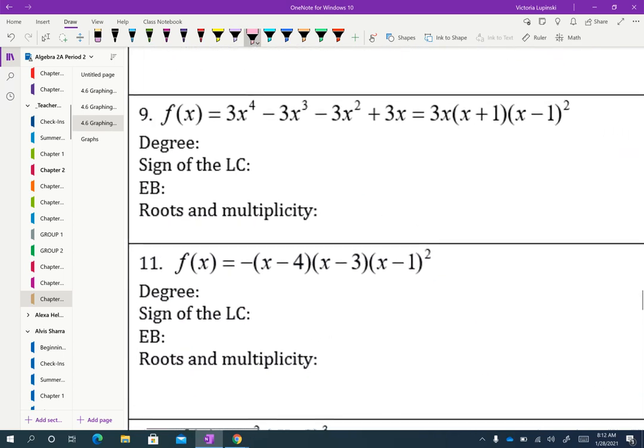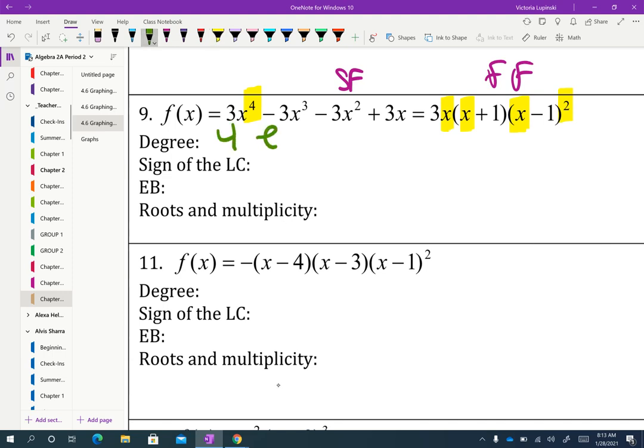So let's actually try number 9. Again, it's giving you standard form on the left and factored form on the right. We want you to understand the relationship. When it comes to the degree, you can either look at the largest one or add up all the x's, including multiplicity. Either way, you should get a degree of 4, which is even. If you look out front, whether you look at standard or factored, it's positive. Even, positive, that's up, up.